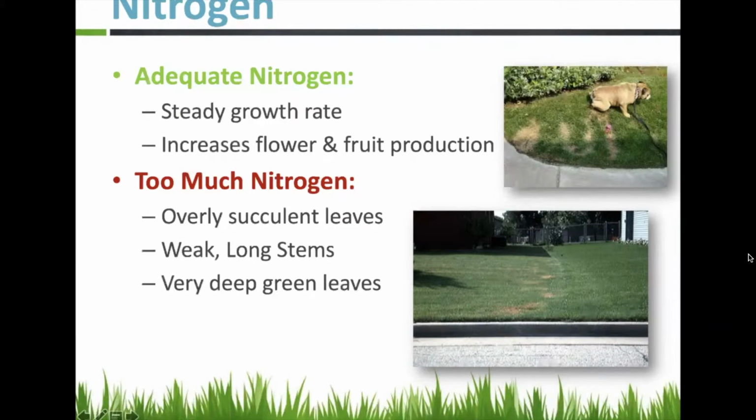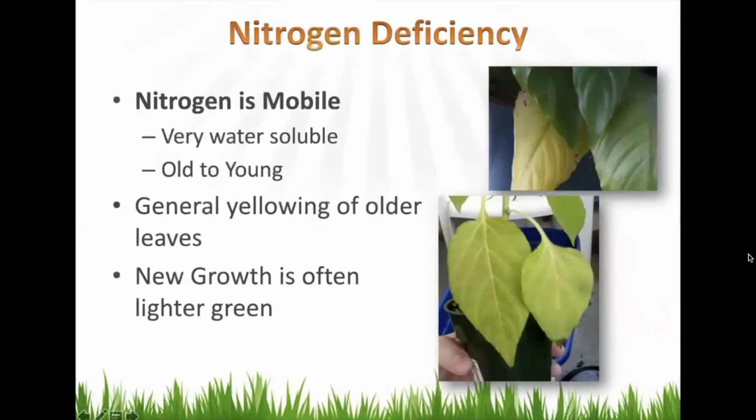When there's too much nitrogen, there's going to be a lot of succulent growth, a lot of flush growth. This flush growth comes along with plants being very weak and leggy, with long stems, and the leaves are a very deep green. When determining if it's a nitrogen deficiency, the older leaves are usually chlorotic first, and the new growth is a lighter green, but there's more chlorosis on older leaves than on the new growth.